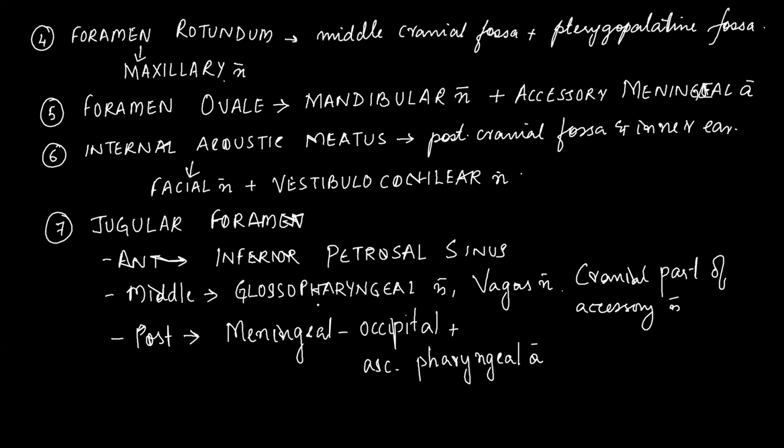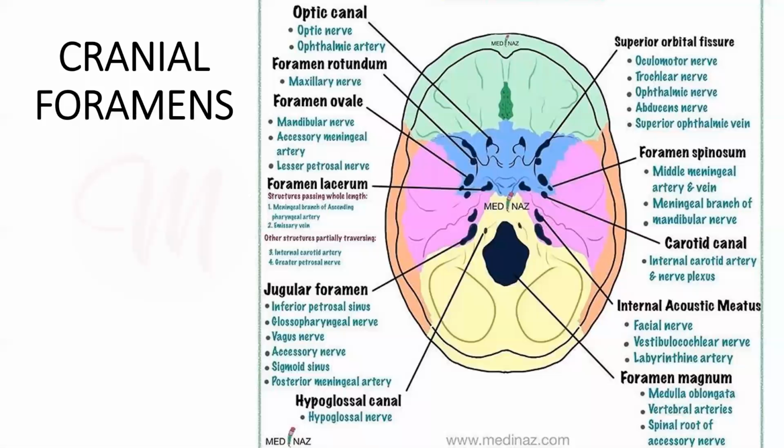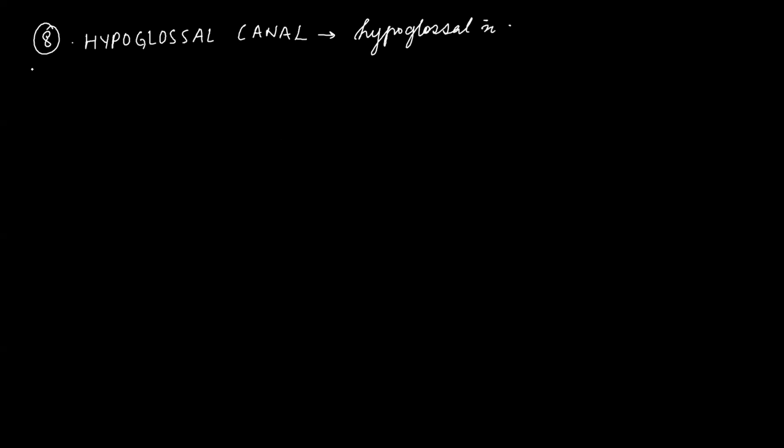Okay, now next one we'll see is the hypoglossal canal. Hypoglossal canal. Okay, now this is located exactly in the occipital bone, and as the name goes, it helps in the transmission of hypoglossal nerve. Okay, next one, few other foramens.